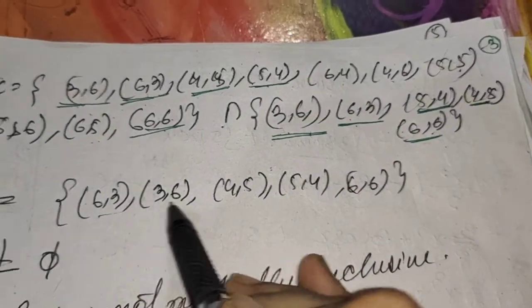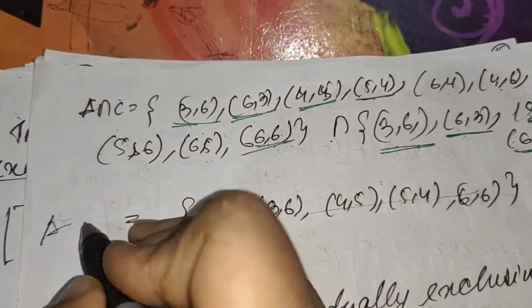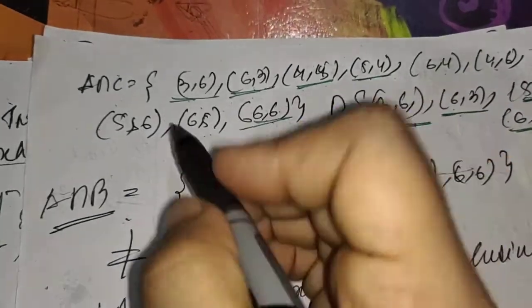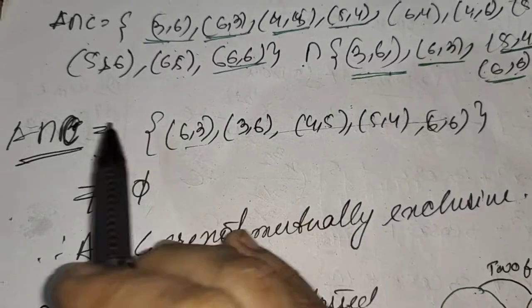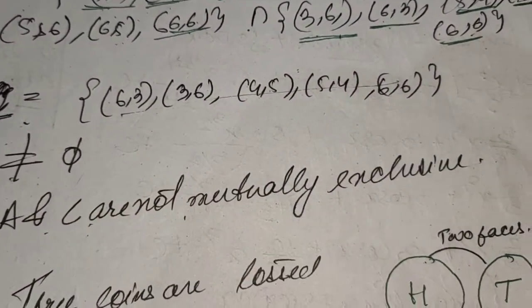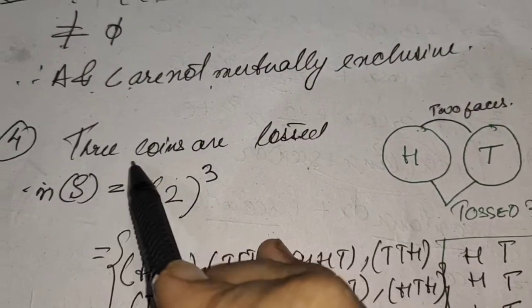So these are the elements of A intersection C. So it means that the value of A intersection C is not phi. Therefore A and C are not mutually exclusive. Next, let us find out question number 4.